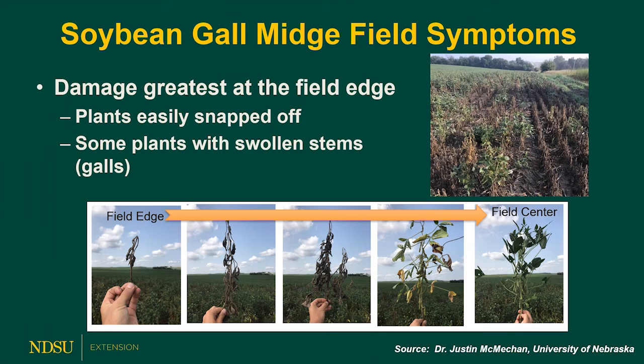Soybean gall midge is an edge insect, so the damage is greatest on the field edges. And you may notice in a severe field that all the plants on the edge are dead. You might also notice on the edge some of the plants snap off easily from the base, or the stems are swollen down near the base. This is characteristic of this group of insects causing galls. As you move from the field edge where there's more dead plants to the field centers, you'll see more normal plants.